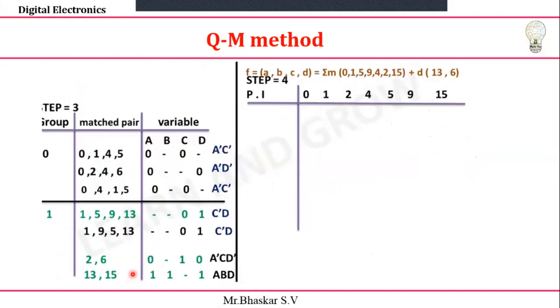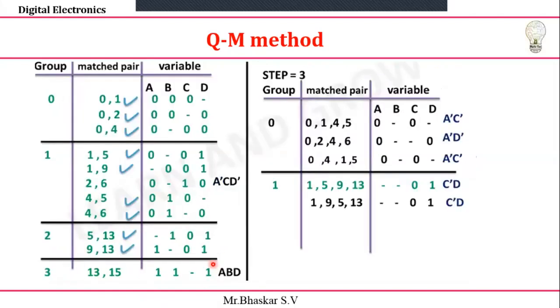So we need to write 2 comma 6 and 13 comma 15 as they are not matching. That's why I'm going to take 2 comma 6, which is nothing but a b c d, you have 0 dash 1 0, which is nothing but a dash and c and d dash.